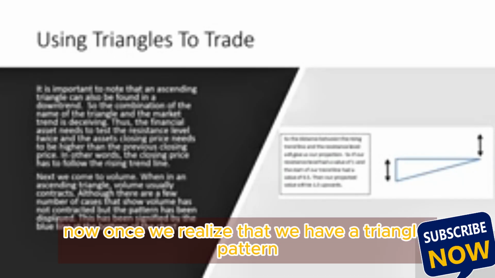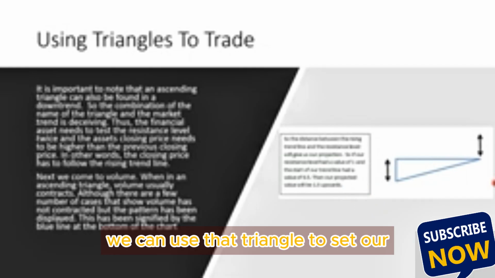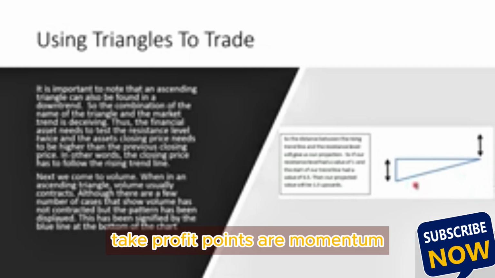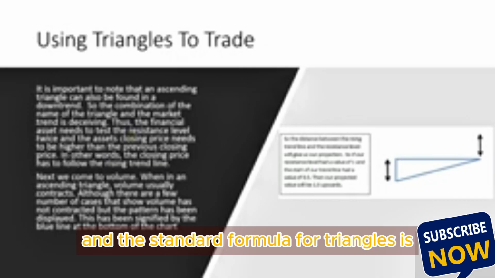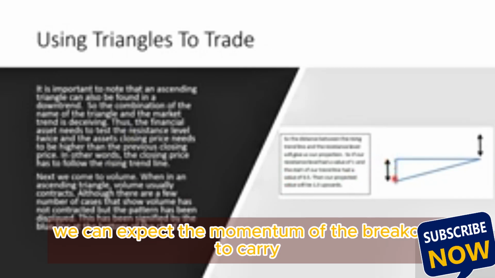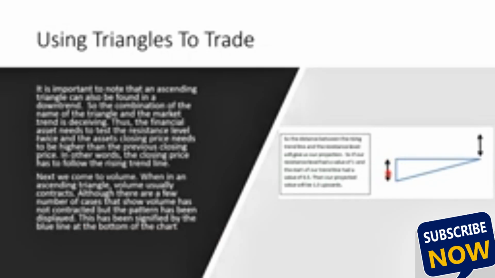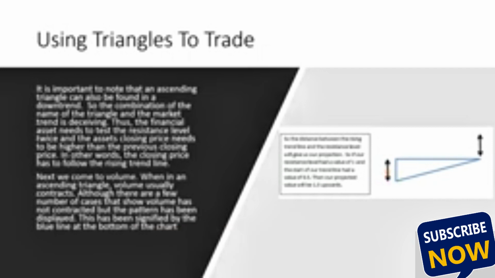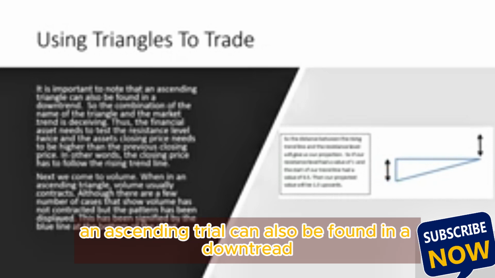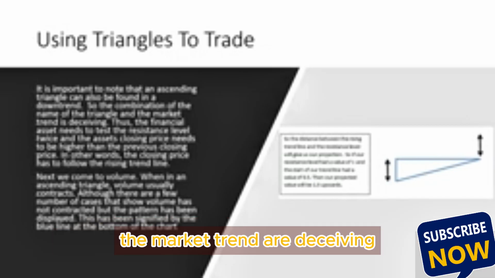Now, once we've realized that we have a triangle pattern, we can use that triangle to set our take profit points, our momentum, how far we expect the triangle to move when it breaks out. And the standard formula for triangles is we can expect the momentum of the breakout to carry it the same width as the base of the triangle. Some people say 1.5. I'm conservative. I use 1. So it's important to note that an ascending triangle can also be found in a downtrend. So the combination of the name of the triangle and the market trend are deceiving.